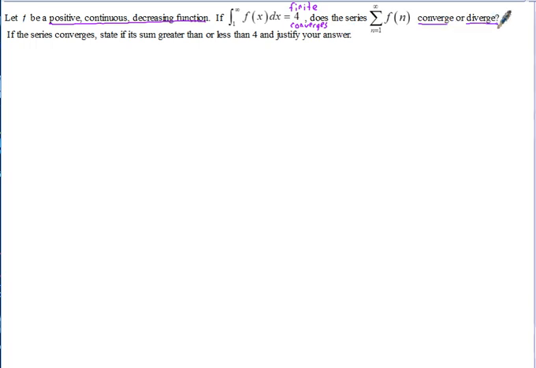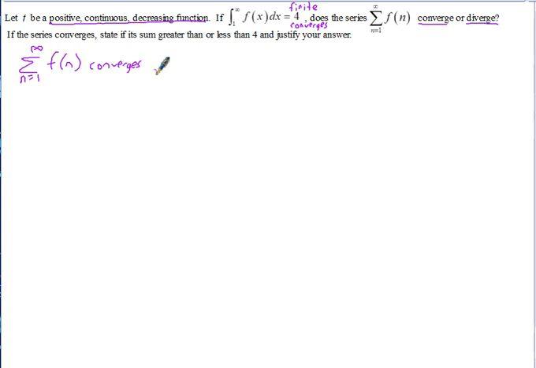Well, this exactly fits our integral test, remember, and says if the definite integral is finite and converges, so will the series. And if the definite integral diverges, so will the series. They both converge or they both diverge. In this case, this converges since we got a specific, finite answer of 4. So we can say this series here, f of n, converges.